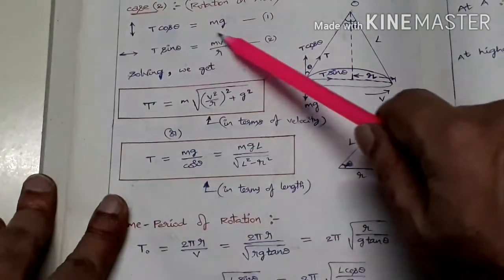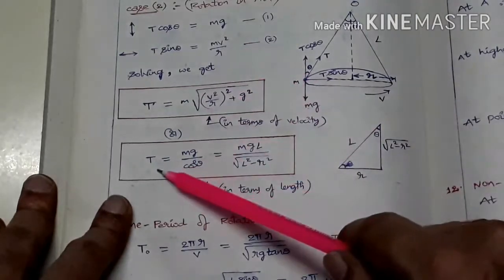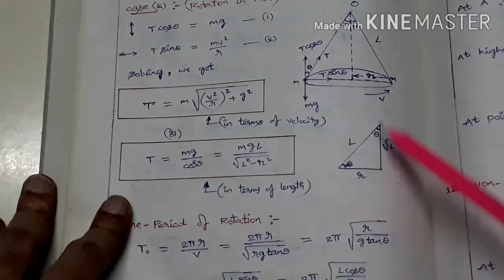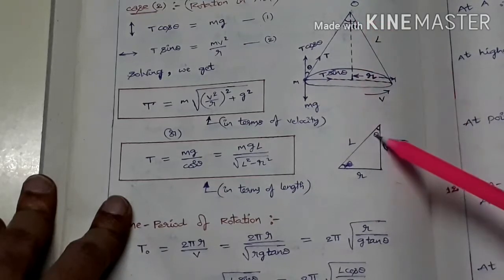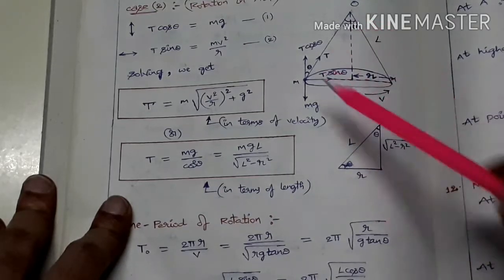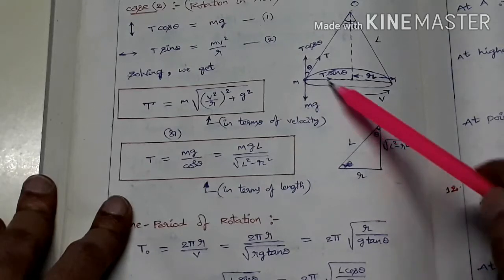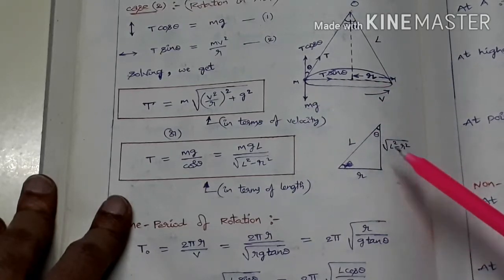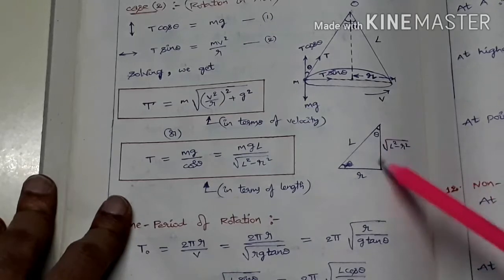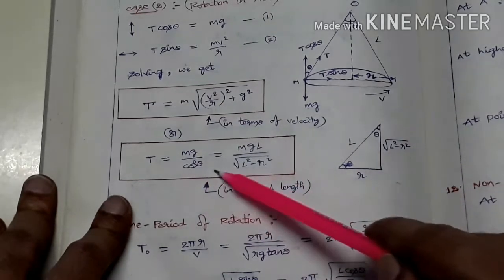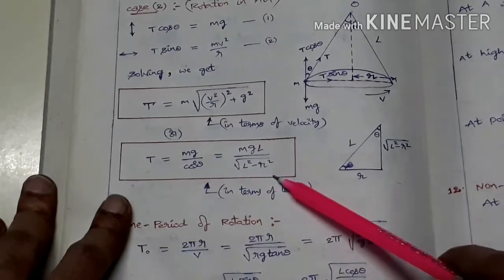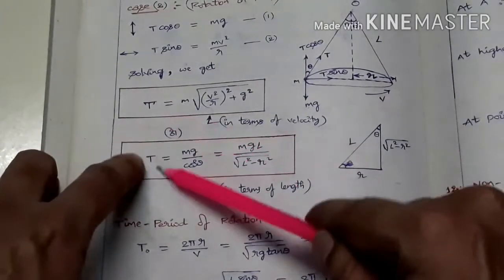So T equal to mg by cos theta. Here we are taking this part of a triangle. This is angle theta, this length is L, and this is r. So cos theta is root of L square minus r square by L. Substituting the cos theta value, we are getting T equal to mg L by root of L square minus r square. See, tension in the string.